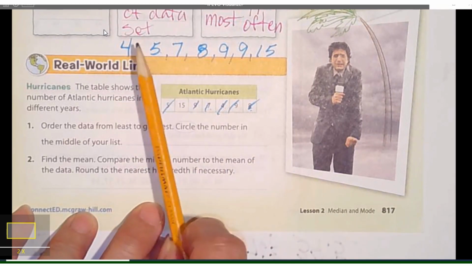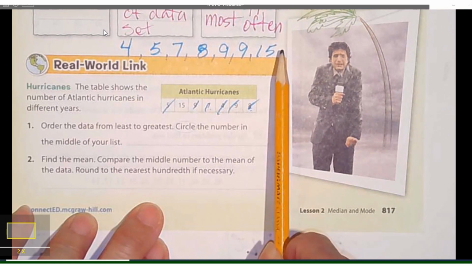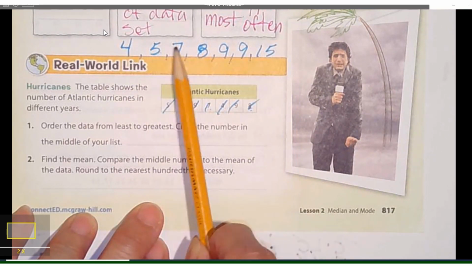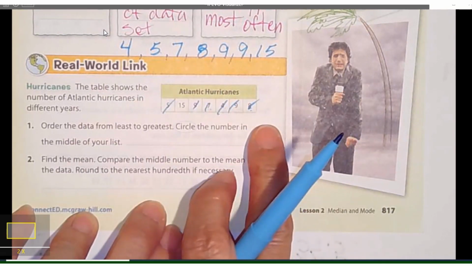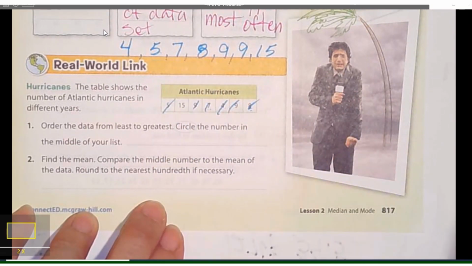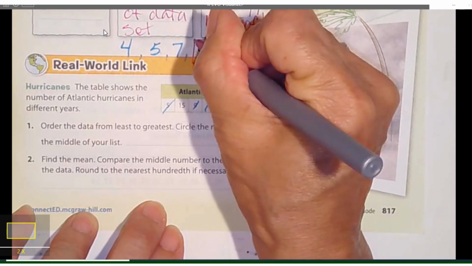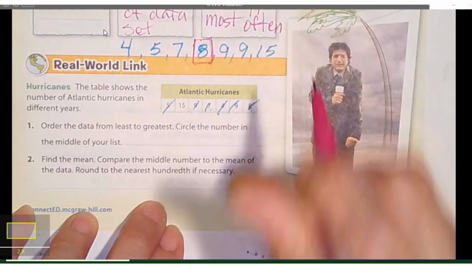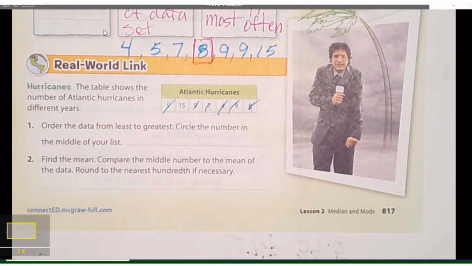Okay. So we have 1, 2, 3, 4, 5, 6, 7, 8. 1, 2, 3, 4, 5, 6. There's 7. So there has to be an equal amount of numbers on each side. So in this case, the center of this data set is going to be 8. That's the center of the data set, and that's why they say to center that. So what number's in the middle? The number 8.